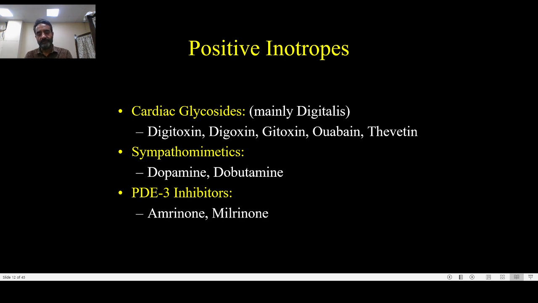Out of all the sympathomimetics, these are the drugs which are used in congestive heart failure. Then phosphodiesterase 3 inhibitors, there are two drugs, amrinone and milrinone. So these are the positive inotropic drugs which increase the force of contraction.